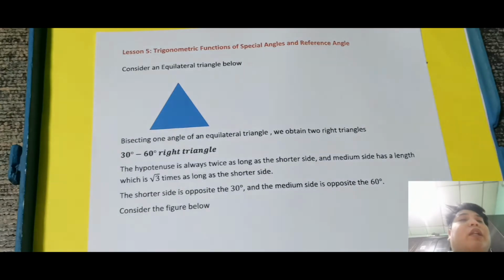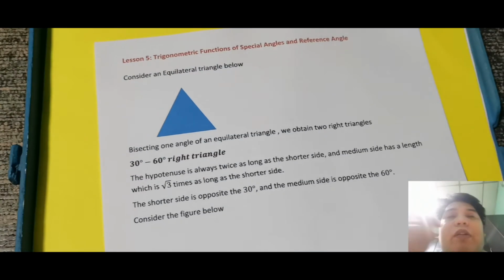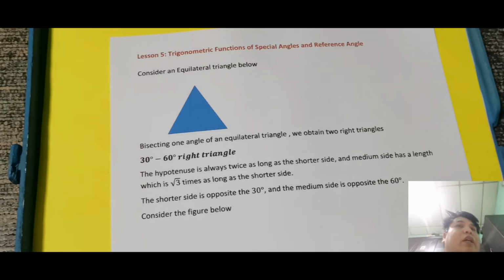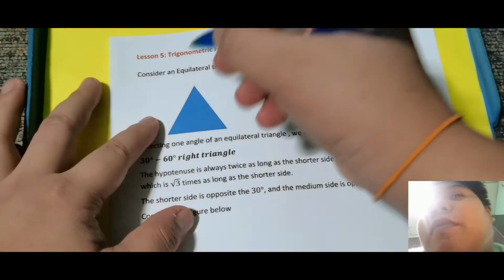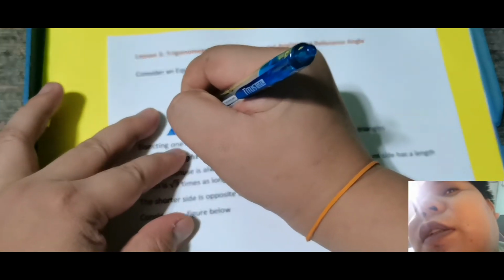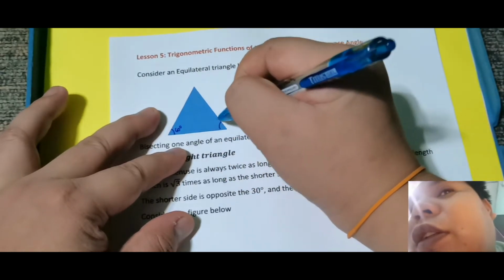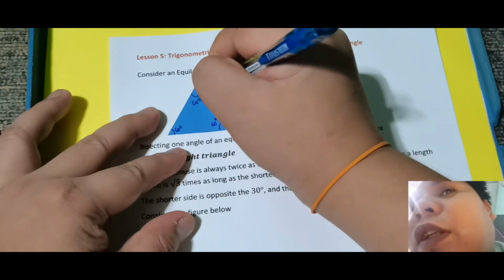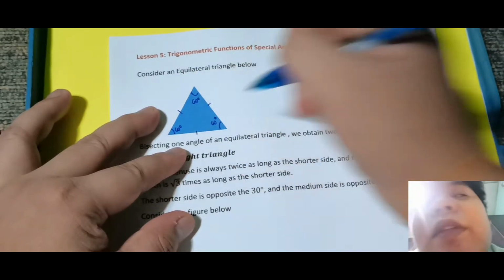So consider an equilateral triangle below. So nakapag-drawing ako kahit papano. So what is an equilateral triangle? An equilateral triangle is a triangle having 3 equal sides. So since equal yung 3 sides niya, therefore equal din yung kanyang angle. So aware kayo from your solid geometry na yung total angle ng isang triangle is 180. So meaning yung kada angle nito is 60 degrees. Tama? So this is 60 degrees. Okay, this is also 60 degrees. And also this is 60 degrees. Then equal yung kanyang side.